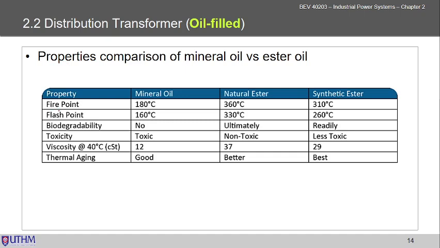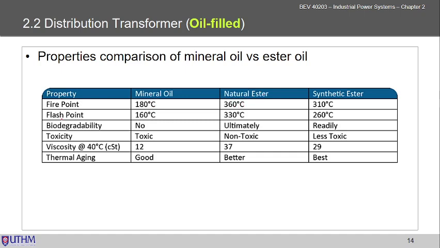So we compare the fire point. Okay, so what is the fire point? I mean, if it exceeds 180 degrees Celsius, that means it will catch fire so easily after the fire point here. So I mean the higher the fire point, the better is the oil. So the natural ester is 360, so it's double of the mineral oil. So it's a much more preferable oil.